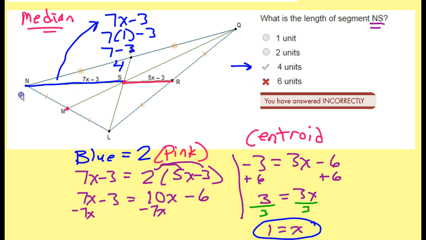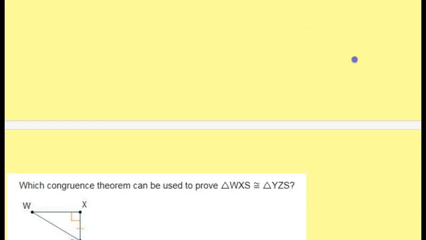Okay, so just remember, when the medians meet, you have a small part and a big part. The big part is double the small part, and then you go from there.